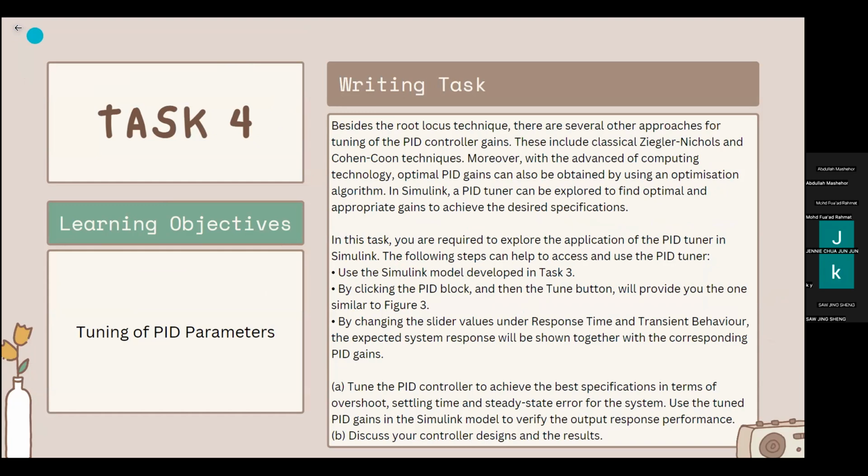Yeah. So in task 4, we're going to use the tuning PID controller method to achieve the best design specification.